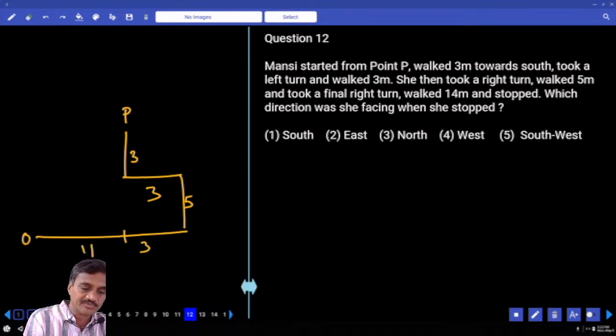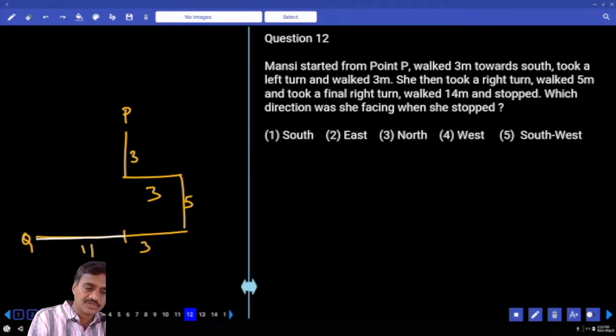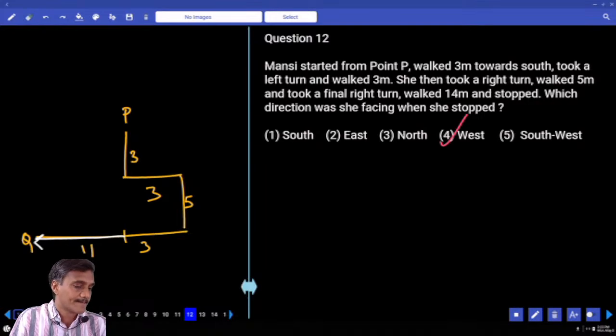If P is the starting point, Q is the final point. Which direction was she facing when she stopped? Now she is facing towards which direction? Now she is facing towards west. West, that is the choice for question number 12.